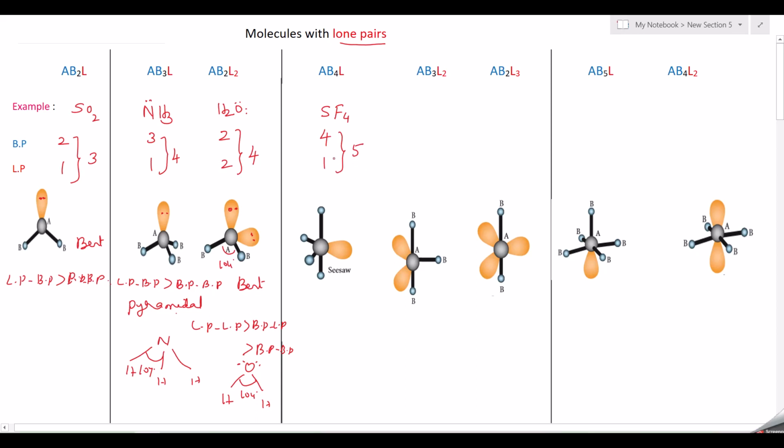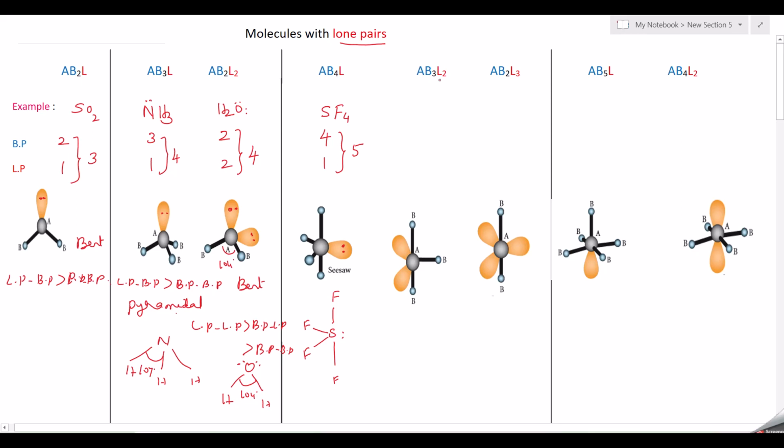But due to this lone pair, which will interact with the bond pair, we are getting the seesaw structure, a distorted seesaw structure. So you have it like this: sulfur, with fluorine here, one fluorine here, and one fluorine here. So you are getting a seesaw structure with the lone pair.